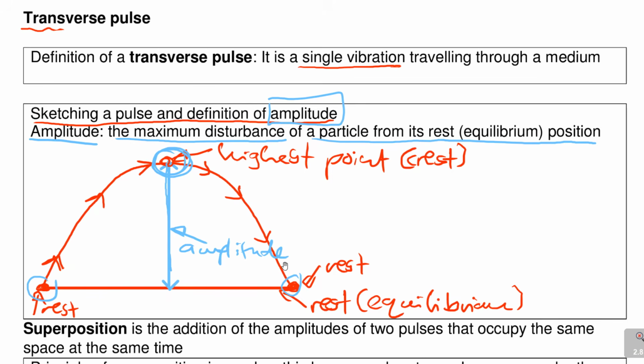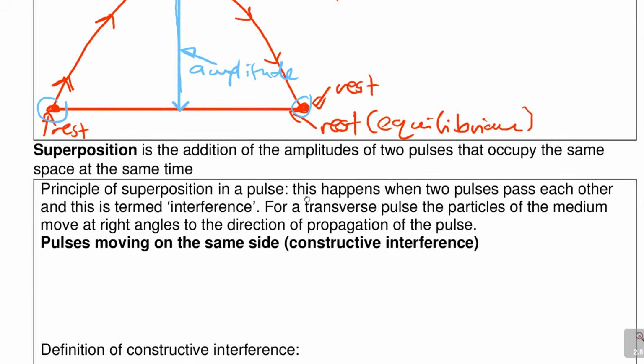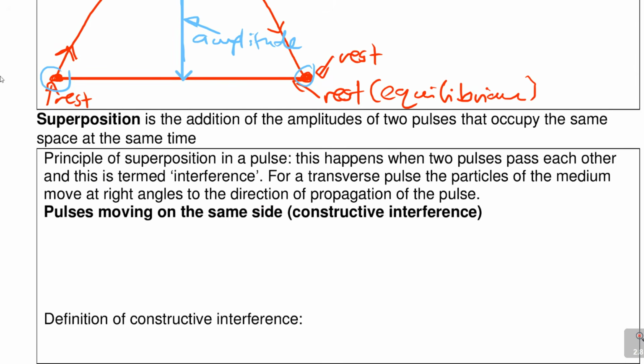And then the next point is superposition. Superposition is the addition of amplitudes of two pulses that occupy the same space at the same time.